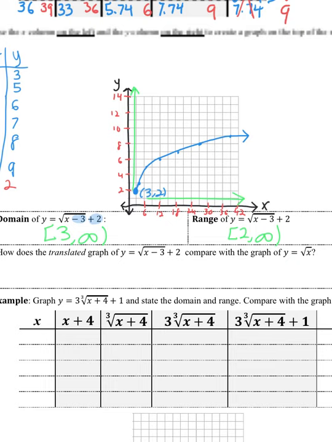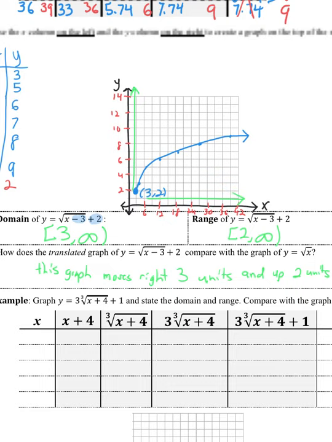So we go to the right 3 units and then up 2 units. That's how this compares. So that's what I'm going to write down for my translation. So this graph moves right 3 units and up 2 units from the parent function. We've talked about transformations in AGS2. I know it's probably been a long time since you've seen them, but that's the idea with these particular problems.